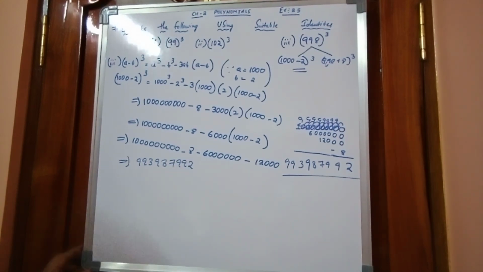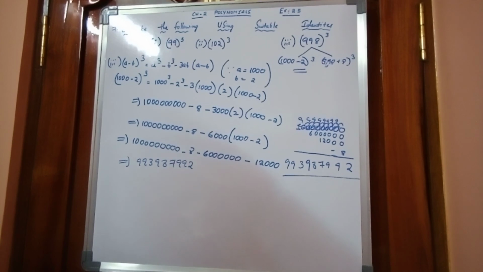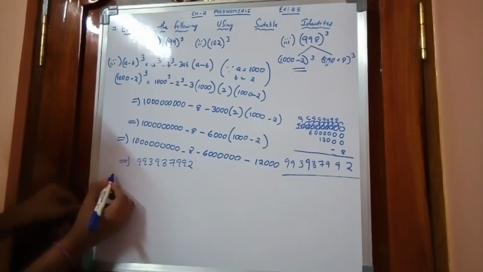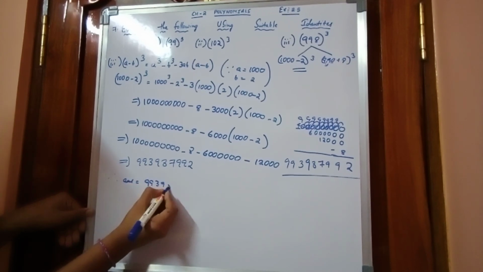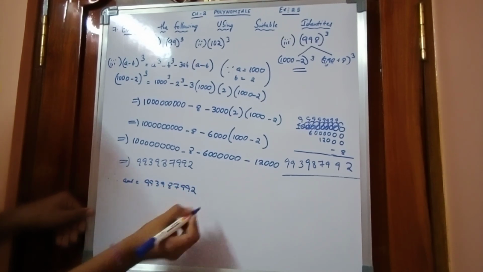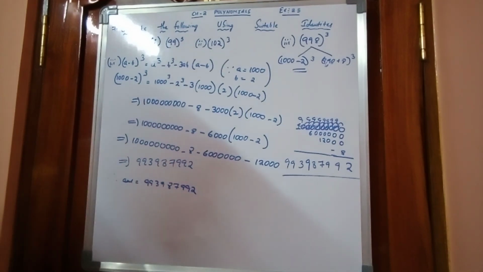So this is the answer of third one, that is 998 whole cube. So therefore answer is equals to 993987992. So this is the answer of third one.